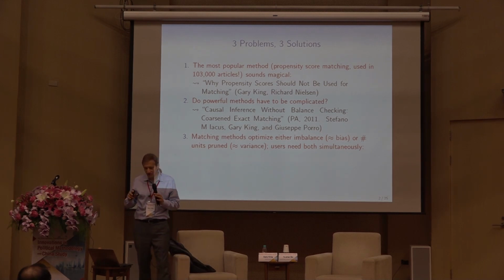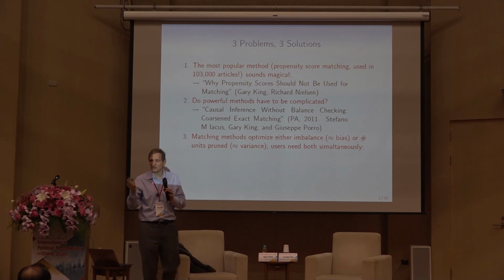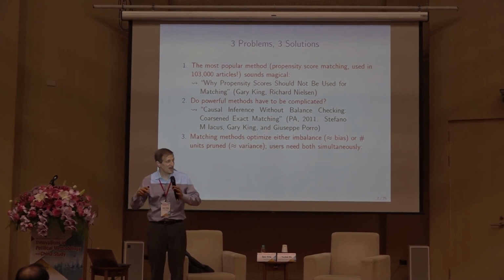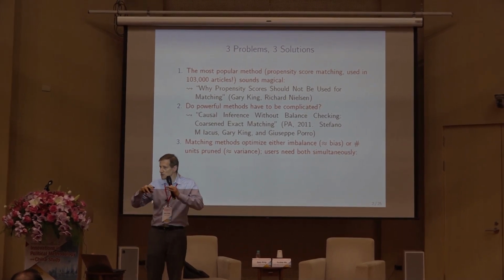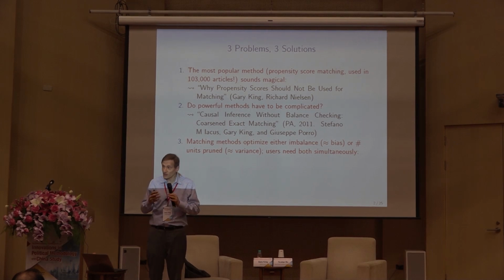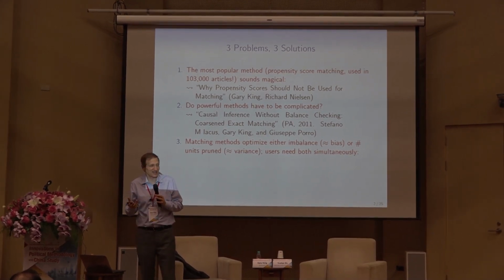But at the same time, the way you get balance is to prune observations. It's counterintuitive, but you throw away certain observations, and then you can get the treatment and control groups more similar. But you don't want to throw away too many observations, right? That's the point of observational data analysis, to collect information.